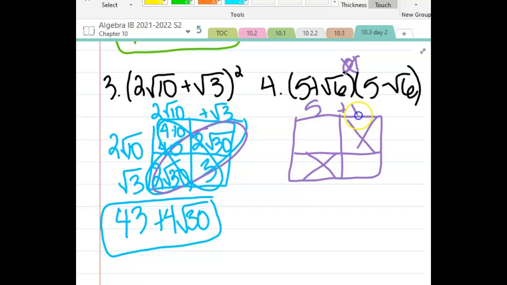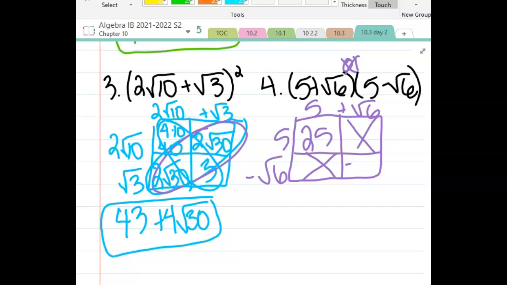You just are going to do 5 plus the square root of 6, 5 minus the square root of 6. You just have to do the first box and the last box. That's it. So this first box, 5 times 5, is 25. But the last box, first of all, it's a negative times a positive. That last box is always going to be negative.